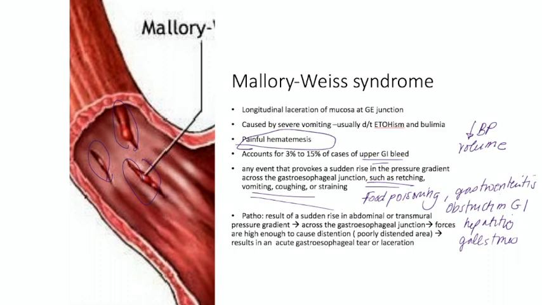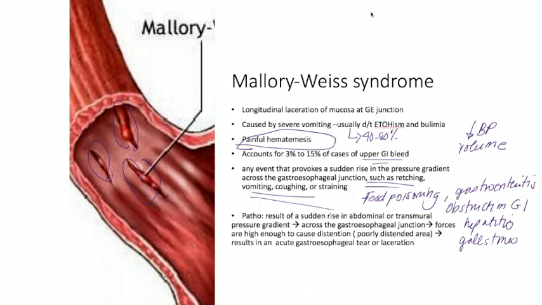As you can see here, really any event would include food poisoning, gastroenteritis, anything that obstructs the GI tract, hepatitis, gallstones, to name a few, trauma, seizures, bulimia, cyclic vomiting syndrome. So really anything that could affect that lower area. For alcohol, while we do say there is a big proponent with this, we do see about 40 to 80% of patients having a history of severe alcoholism.